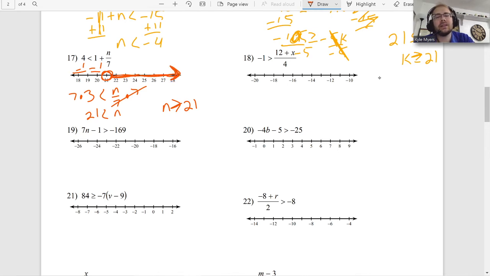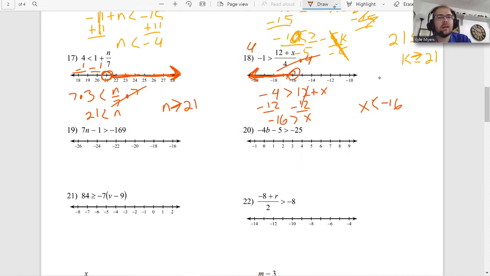Just like that. Okay. This one does have the bar over the whole thing. You see the difference between 17 and 18? 17 is being divided by 7, but only the n is being divided by 7. Versus in number 18, everything's being divided by 4. So I have to do that first before I can get to the other stuff. So negative 4 greater than 12 plus x, minus 12 on both sides, x, and then negative 16. X is going to be less than negative 16. There we go. So less than goes this way. And there you have it.